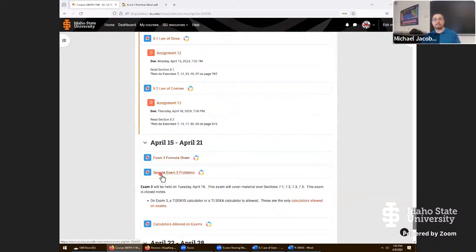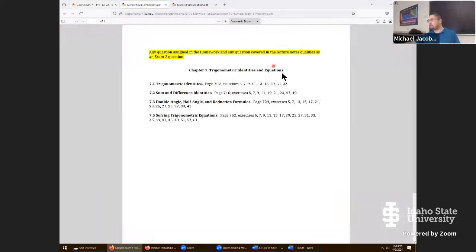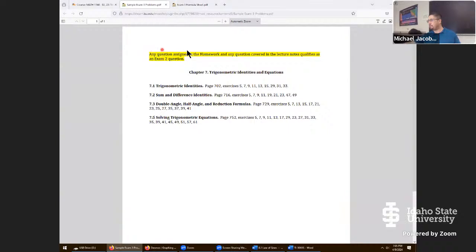Well, like before, there's a list of sample problems. If you open up this document, this is just the selected exercises from the real textbook. And I put here in yellow, your homework is probably better for the purpose of studying for the exam. Those are the questions that you've been working on, that you've gotten feedback on. And so those are great to look back over. Any question you might have missed, it's a good one to redo and see where you might have gone wrong.